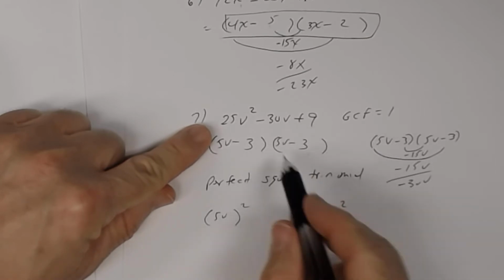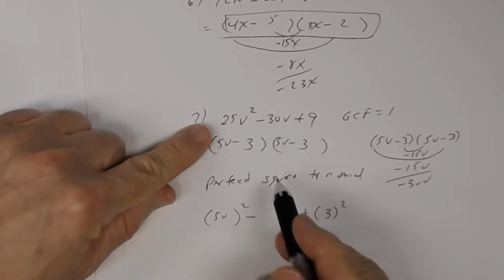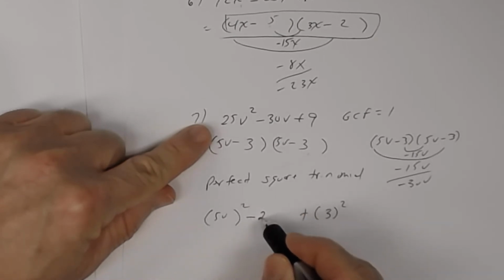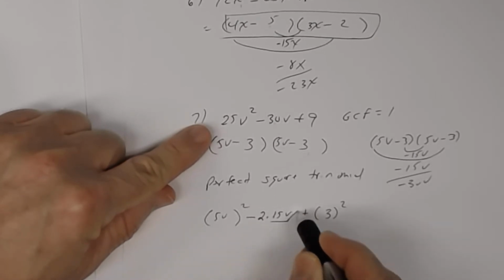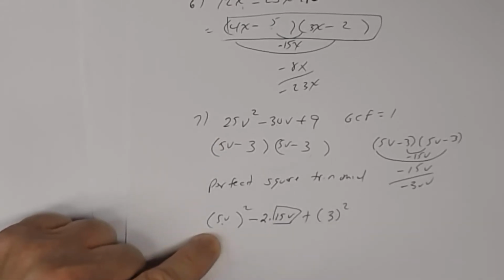And then you see this negative 30v. Remember we talked about that? That 30 right here is even. So that means I can write this as 2 times 15v. So you see this 15v right here? 5v times 3 is 15v.